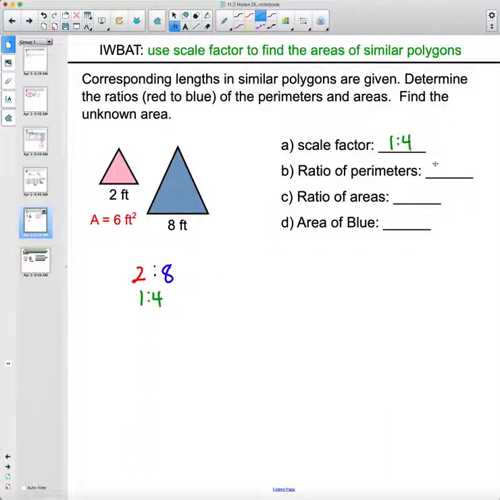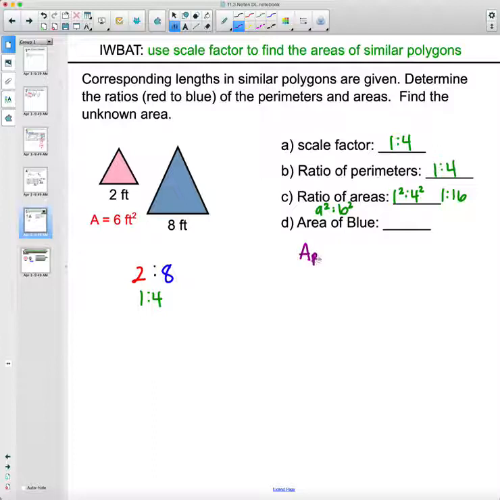Ratio of perimeters then is also 1 to 4. Ratio of areas, so areas is A squared to B squared. So this is going to be 1 squared to 4 squared, which is 1 to 16. Now we need to actually find the area of the blue shape. Okay, and so this is going to be using proportions. Okay, so for similar figures, so we want the area of the blue.